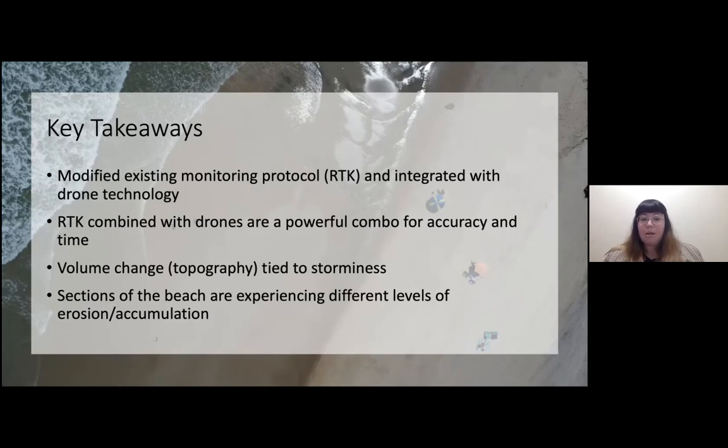Also, we learned that volume change is tied to storminess, as indicated by the beginning of the survey in October to February, and that sections of the beach are experiencing different levels of erosion and accumulation, as witnessed by the south and central portions overall losing a lot of sediment compared to the northern section of Holgate.